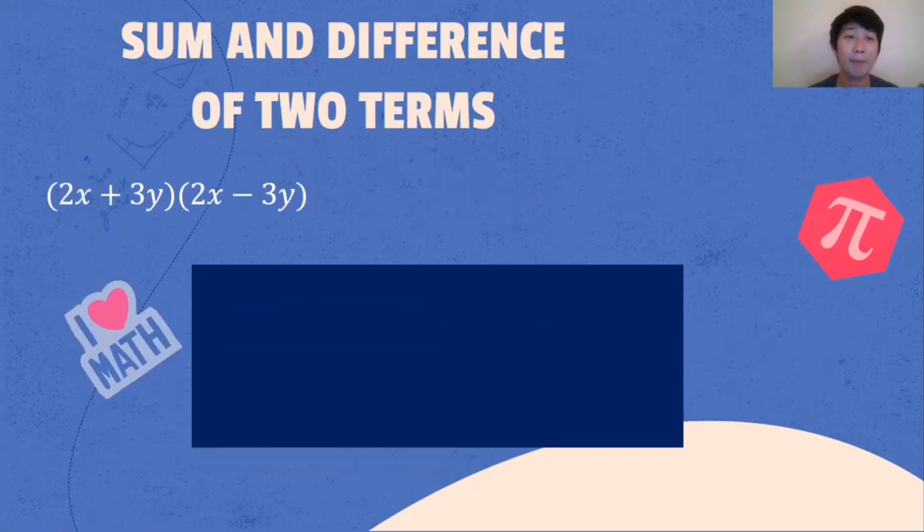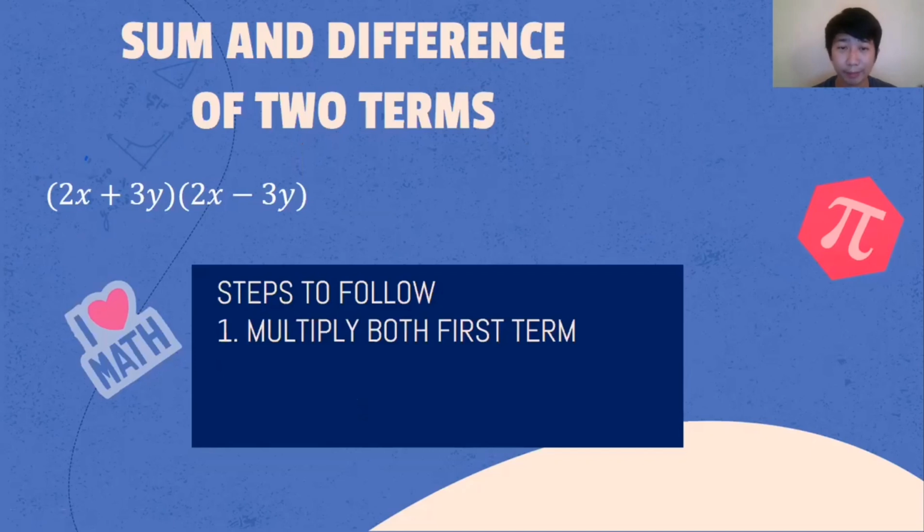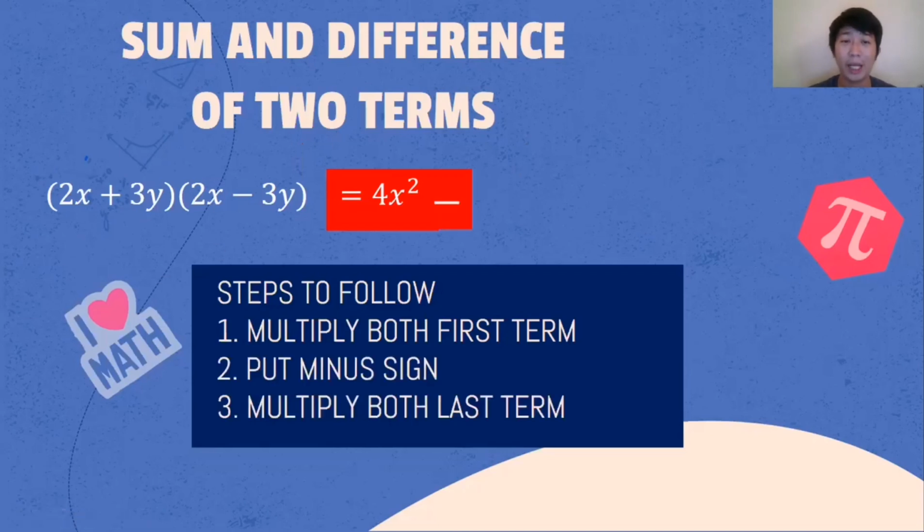Let's have another example. We have here, same po sila, 2x and 2x, 3y, negative 3y. So, let's try to follow the steps. Multiply both first terms. That is 2x times 2x, 4x squared. The next, put a minus sign. And the last step will be to multiply both last terms. 3y times negative 3y, that is 9y squared.